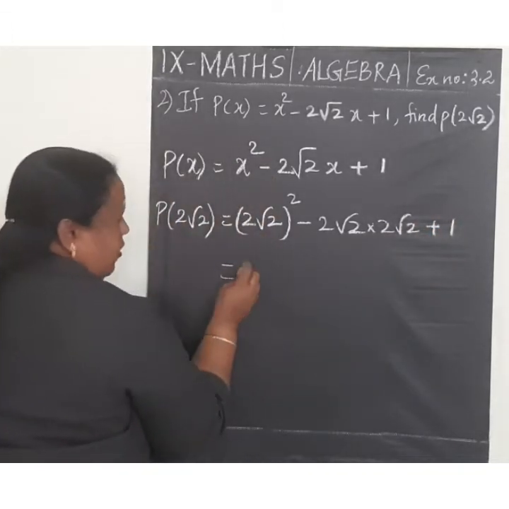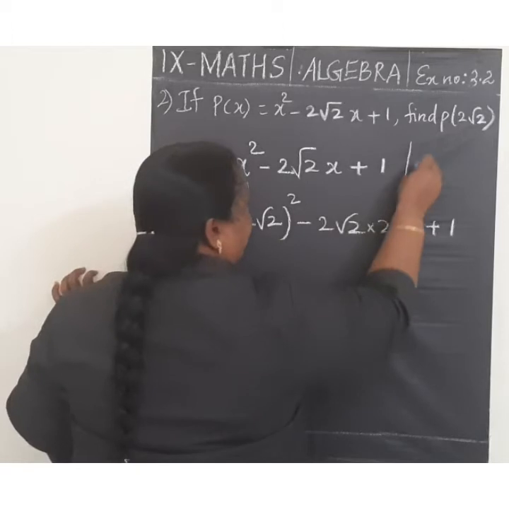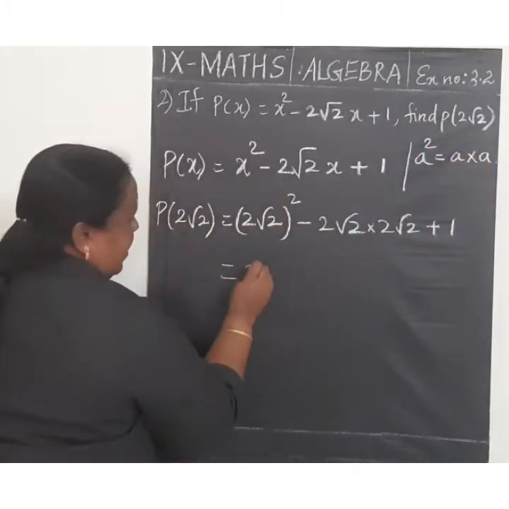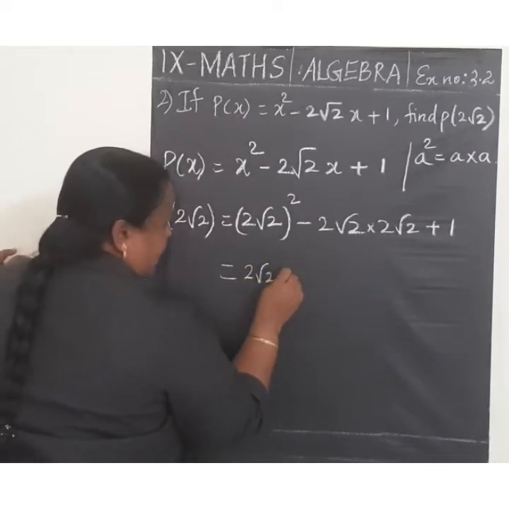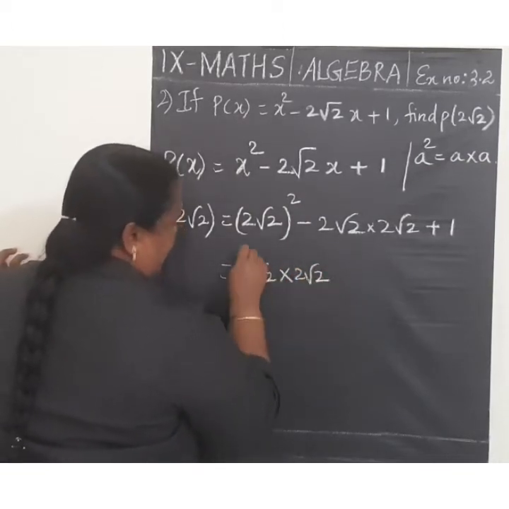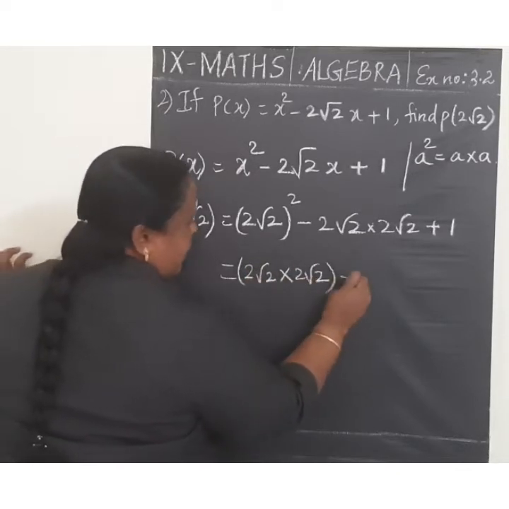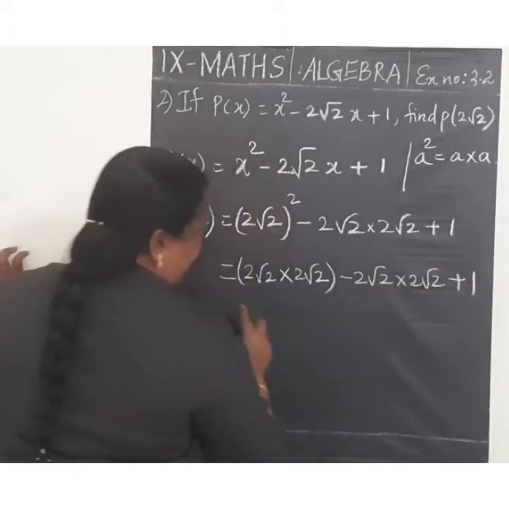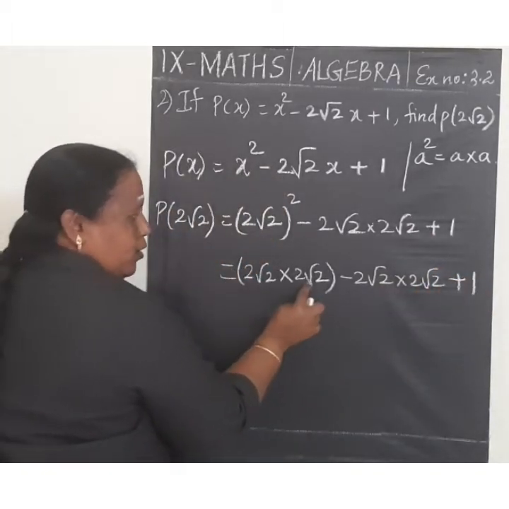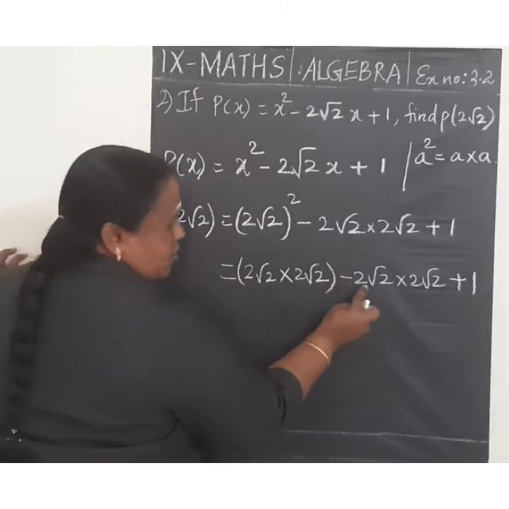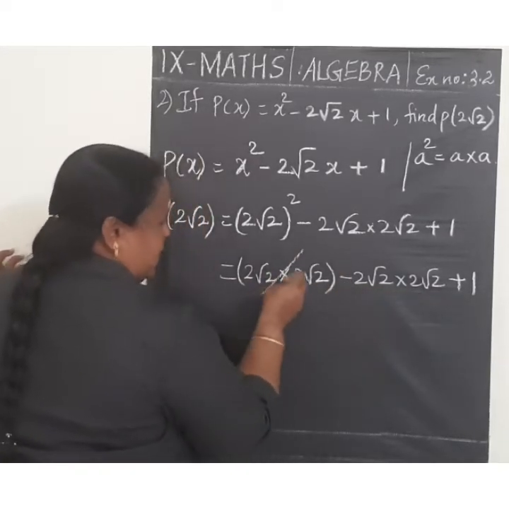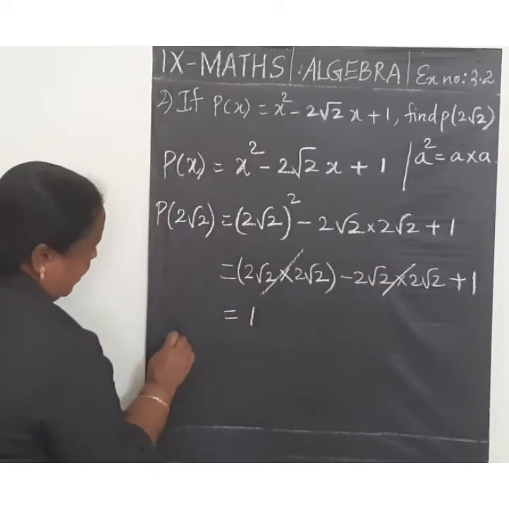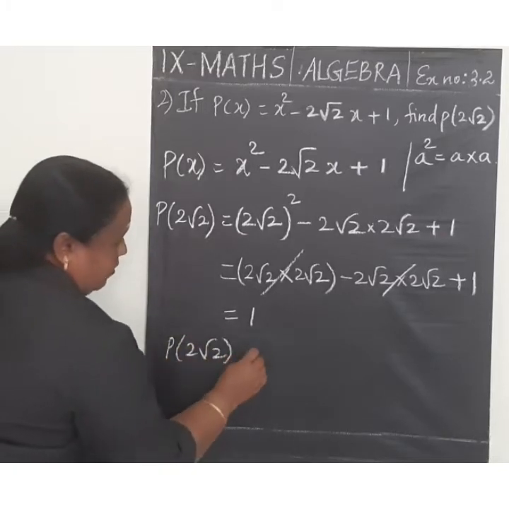So here 2 root 2 the whole square. A squared is equal to A into A, like that. So we write 2 root 2 into 2 root 2. This is one term, minus 2 root 2 into 2 root 2, plus 1. So plus 2 root 2 into 2 root 2, and minus 2 root 2 into 2 root 2. These cancel, equal to 1. So p of 2 root 2 is equal to 1.